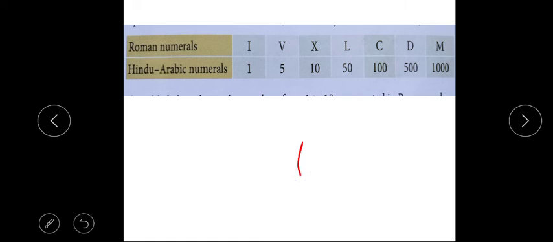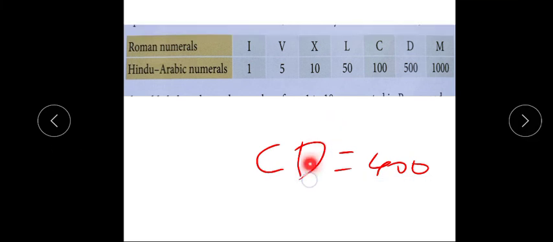So 500 is D. To subtract, we can write the smaller symbol, the symbol for 100, on the left side. When written on the right of a greater symbol it is added, and if a smaller symbol is written on the left, it is subtracted. So it is 500 minus 100, that's equal to 400. So CD is 400. D is 500 and C is 100. When we write a smaller value on the left of a greater value, its value gets subtracted. So 500 minus 100 is 400.